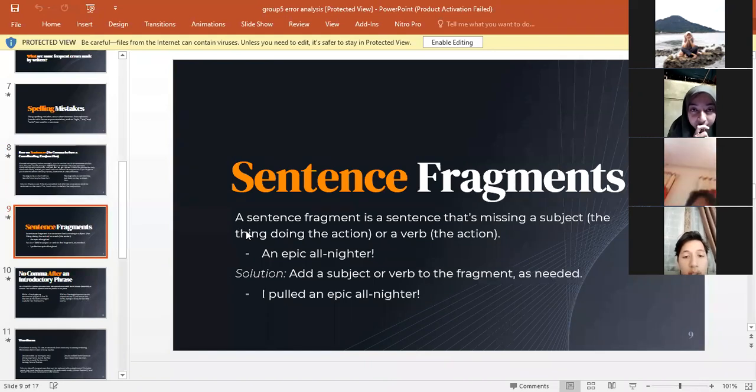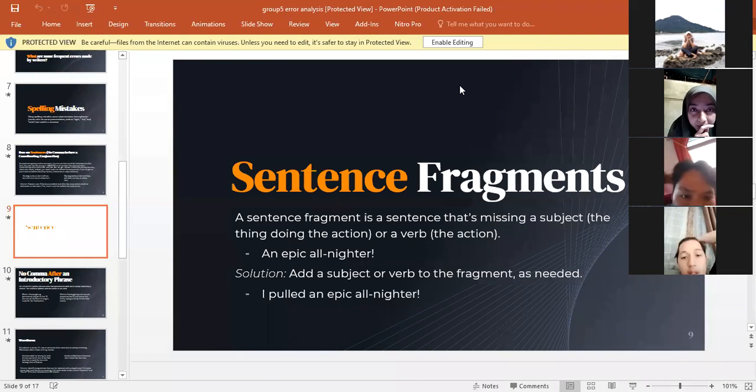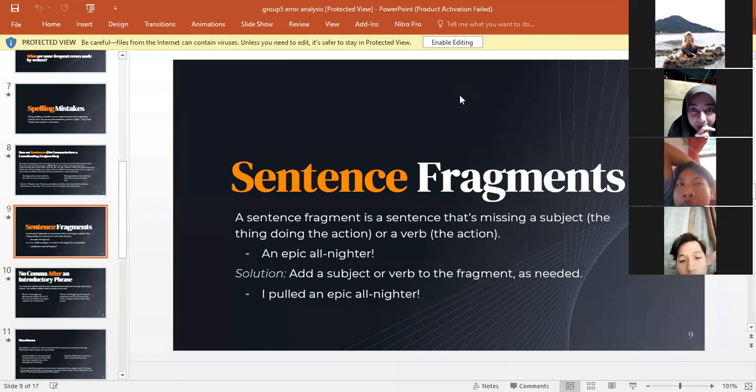And the next is sentence fragments. A sentence fragment is a sentence that is missing a subject or a verb. For example, an epic all-nighter. It's incomplete. It's a separate fragment. So the right answer is I pulled an epic all-nighter. The solution is you have to add a subject or verb to the fragment as needed.